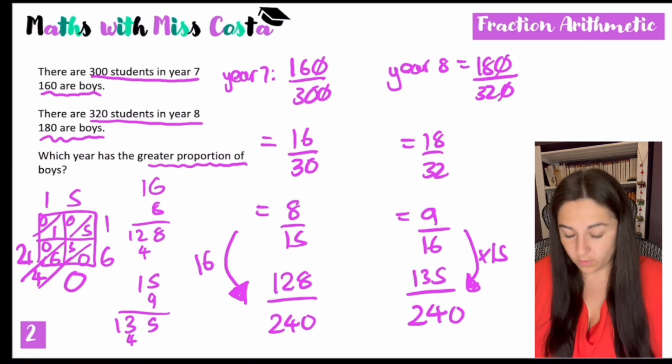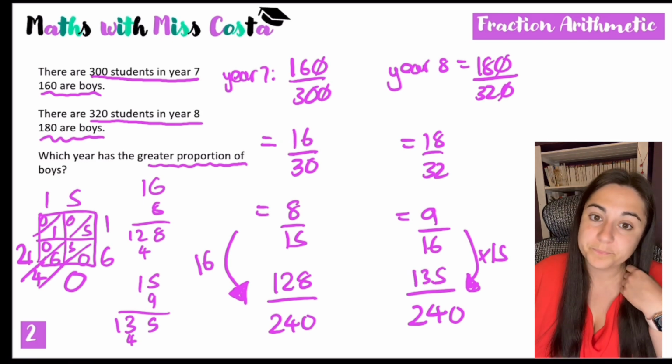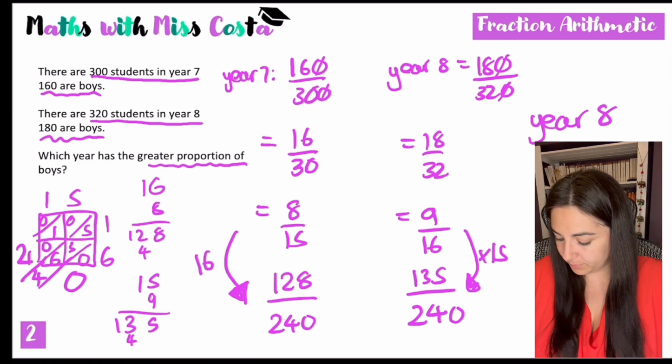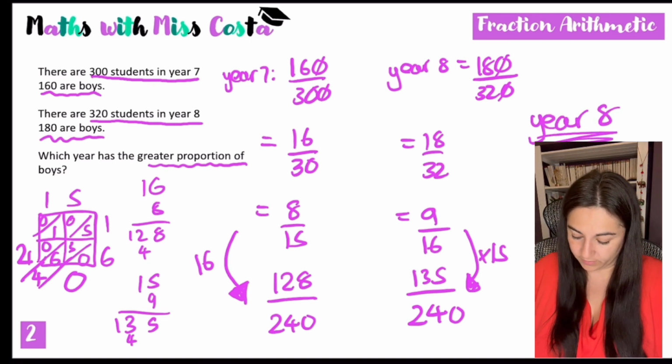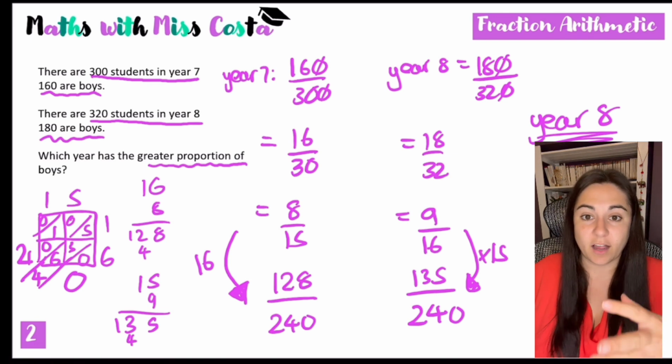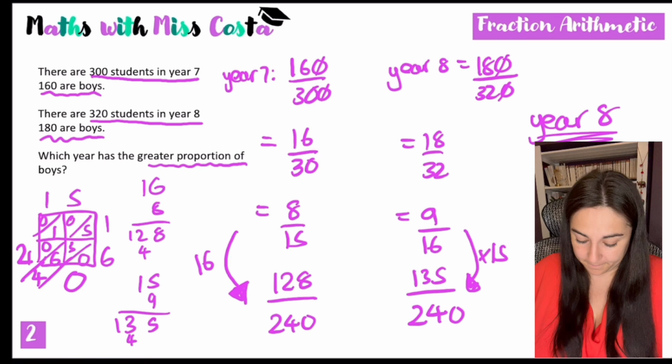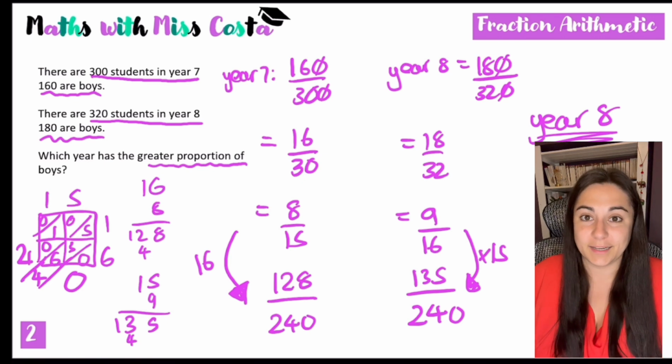So therefore, now I have them in a comparable form, I can say that year 8 has the greater proportion of boys, because out of 240 students, 135 would be boys, whereas in year 7 only 128 would be boys. So to figure out proportion, put it into something you can compare.